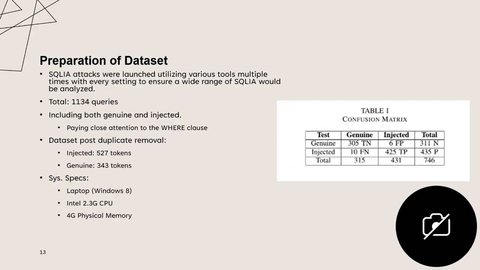In order to prepare, SQL injection attacks were launched, utilizing various tools multiple times with every setting possible to ensure a wide range of SQL injection attacks would be captured and analyzed for this experiment. Here are the findings. There were 1,134 queries. This included both genuine and injected. The data set post duplicate removal results go as follows. Injected 527 tokens, genuine 343 tokens. Just to point out, we do have the system specs for the machine used for this experiment as well.